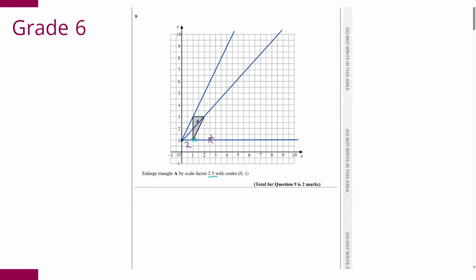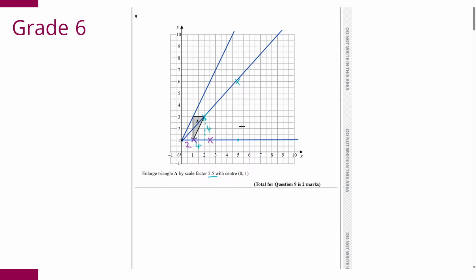I might do a different color for each point. That would be sensible, wouldn't it? For this one here, I've gone 4 to the right and 4 up. 4 times 2.5 is 10, so I'm going to go 10 to the right. So 4, 5, 6, 7, 8, 9, 10, and 1, 2, 3, 4, 5, 6, 7, 8, 9, 10. So that line I did was absolutely rubbish.